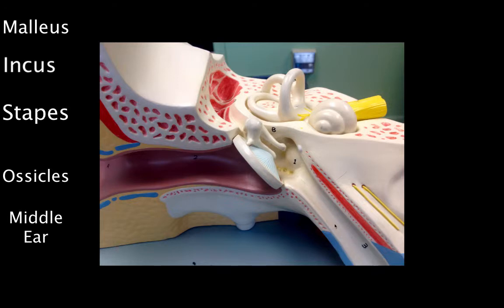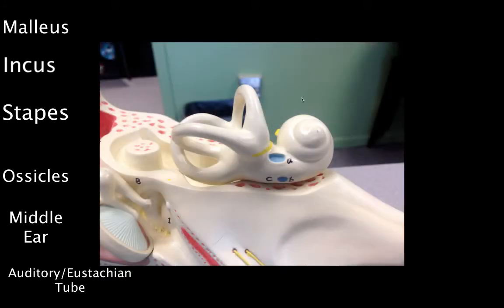Please name this structure right here. It allows for us to equalize pressure inside of the middle ear. This structure is known as the auditory or eustachian tube. Next, we're going to look at this structure. I'm going to pull it out though, so you can see it a little bit better right here. Please name this structure right here. Okay, that's known as the oval window. And which bone of the ossicles beats against this oval window? That would be the stapes. The stapes beats against this oval window.